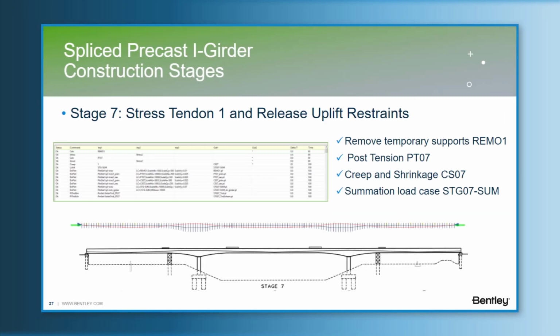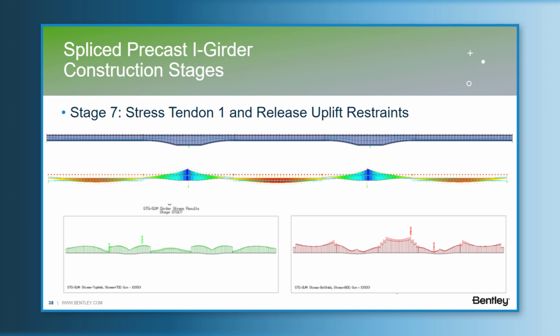Stage 7, stress tendon 1 and release the uplift restraints. Now we are removing the temporary supports for the shoring towers by using the load type DEMO and install the first continuous post-tension tendon on the concrete girder. Consider the creep and shrinkage too. So at this stage, we have a continuous system working, and let's see the next video about how to remove the temporary supports.